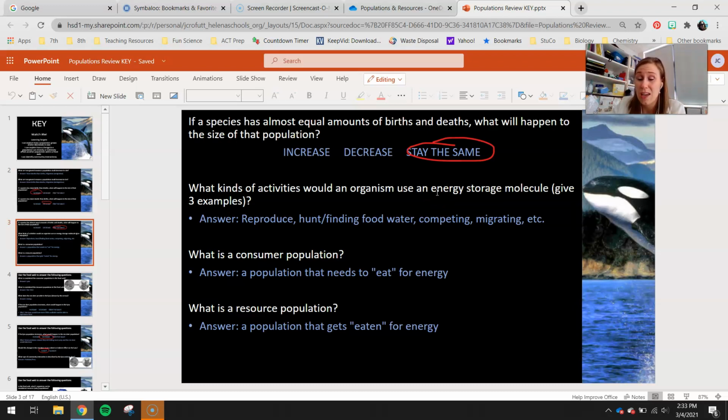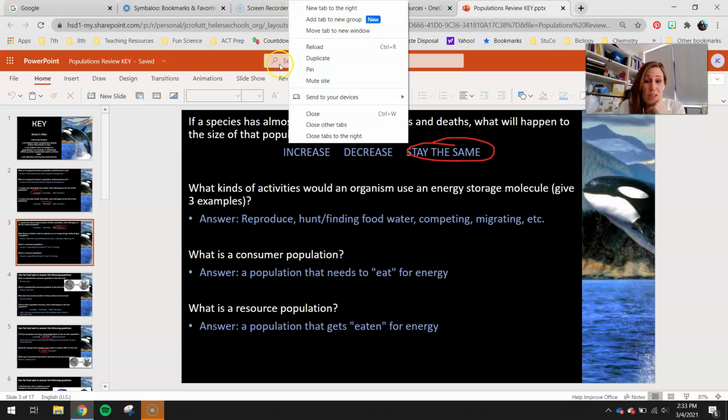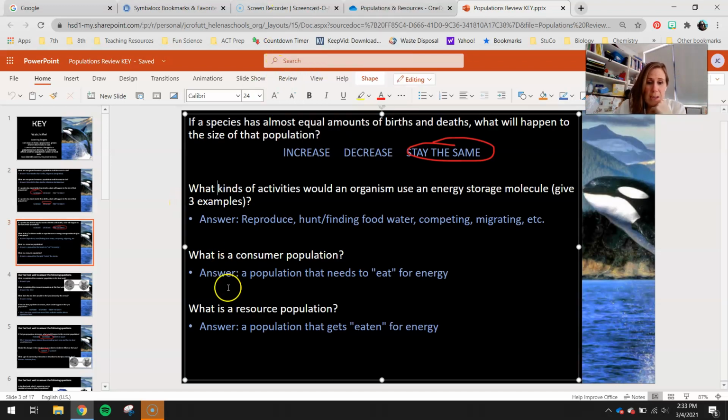Other things you might see are being able to hunt or forage for food, evading being someone's food source, and competition, whether that's competition for territory, breeding, area, or water, whatever the case. Competition's a huge energy suck. And then migrating, whatever else you can think of. There's a lot of options there. What is a consumer population? It's a population that needs to eat for energy, so it's something that can't make its own food. So really anything outside of plants that are autotrophs and can make their own food with photosynthesis, those are all consumer populations.